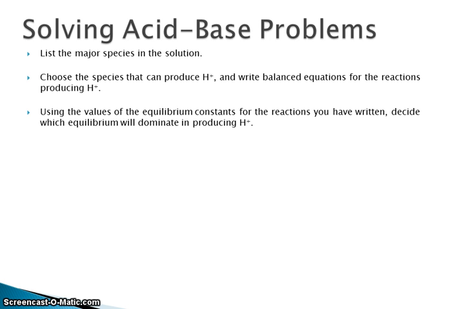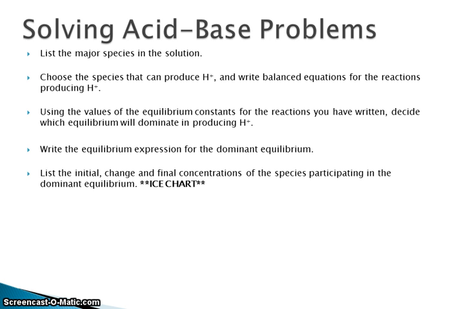Once we decide which substance we're going to be dealing with, we're going to write an equilibrium expression for the dominant equilibrium. And then we're going to make an ICE chart. We're going to list the initial concentrations, we're going to determine what the changes are, and we're going to find the final concentrations. So we're going to substitute the equilibrium concentrations into our expression, and we're going to solve for those equilibrium values.